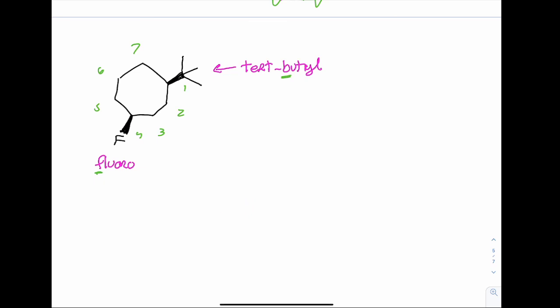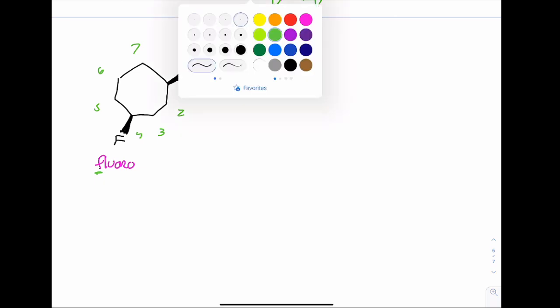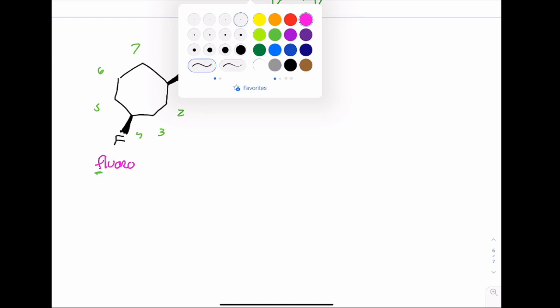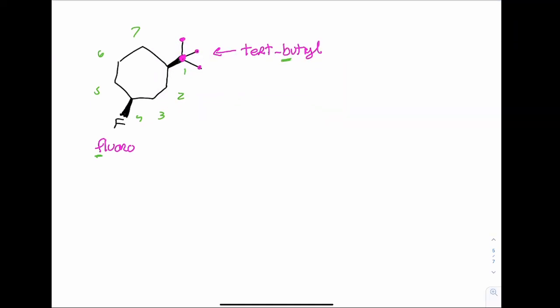Tert, remember that stood for tertiary. If we go and look, this carbon here that's directly attached to the parent is attached to 3 other carbons. So 4 carbons total, 4 pink dots, so butyl. And then tertiary, because the bigger one, the one that's attached to the parent, is attached to 3. So putting my name together, I have 1-tert-butyl, 4-fluoro, cyclohept, because there's 7, and then ane, because it's an alkane.